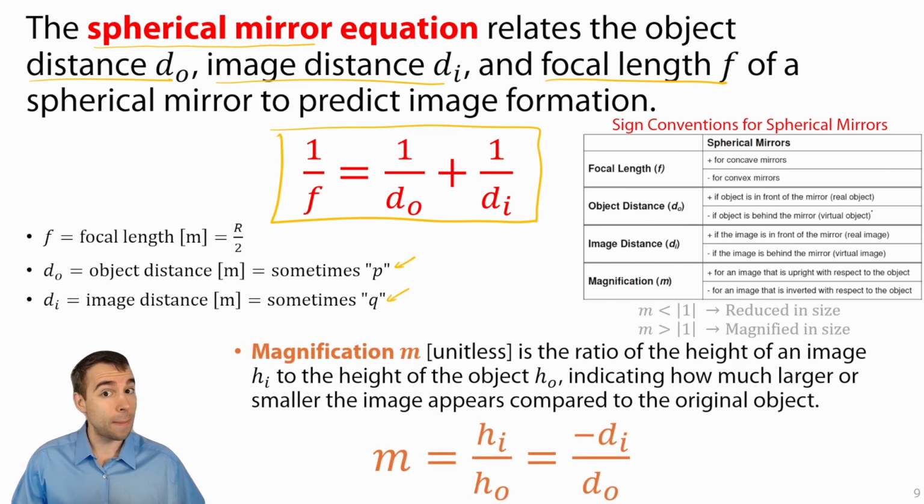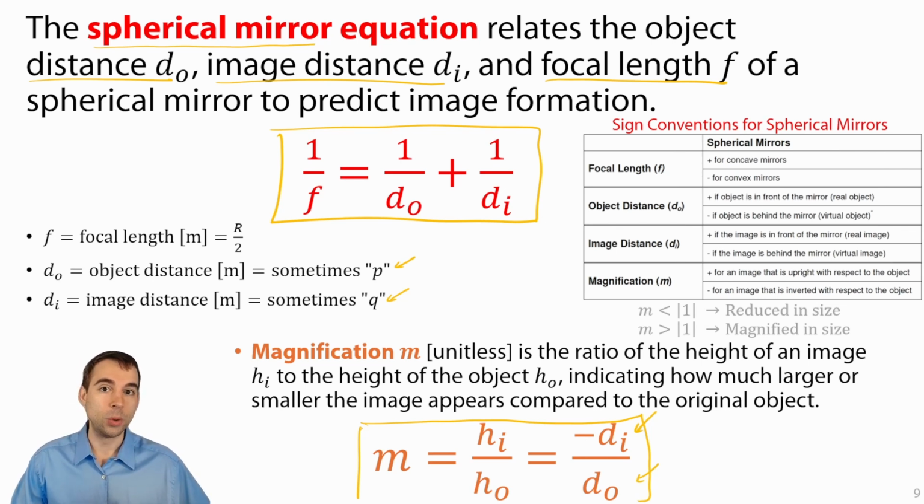We can calculate a magnification based on these results. The magnification of a mirror will cause an image to appear larger or smaller than the actual object, and we can calculate the magnification as the ratio of the image height versus the object height. Both would be measured in meters, and in this way we can also relate the magnification to the image distance over the object distance, with a negative sign in there.